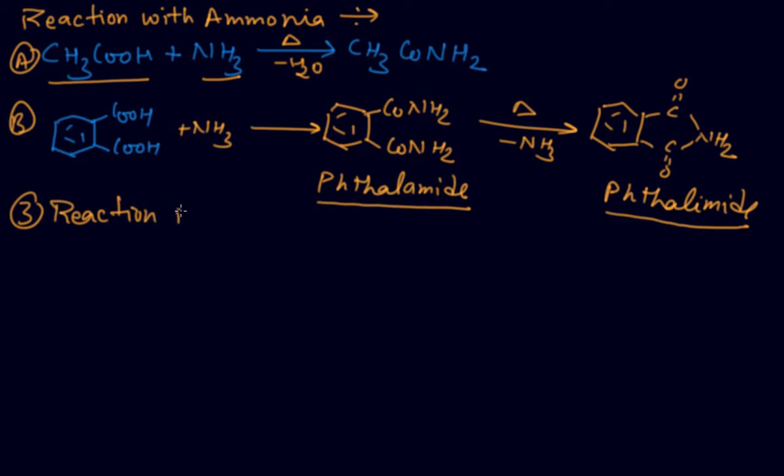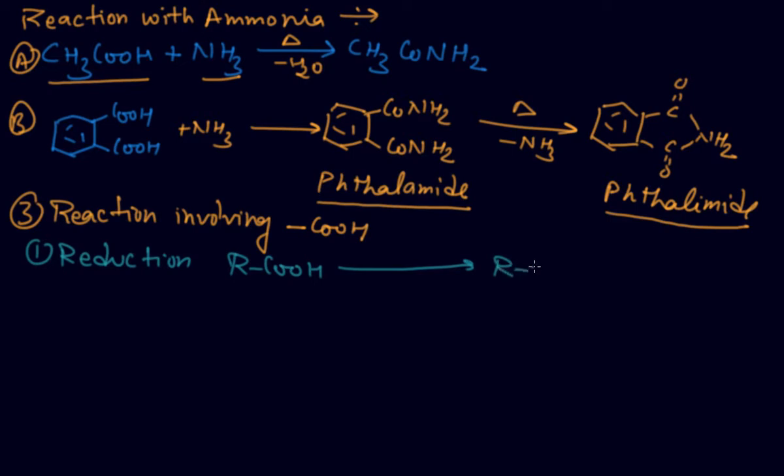Reactions involving the COOH group. Number 1 reaction is reduction, and you know very well that by reducing, an acid can be converted into an alcohol, that is RCH2OH, and as reducing agent you can take lithium aluminium hydride, LiAlH4, or B2H6, diborane, as you like.